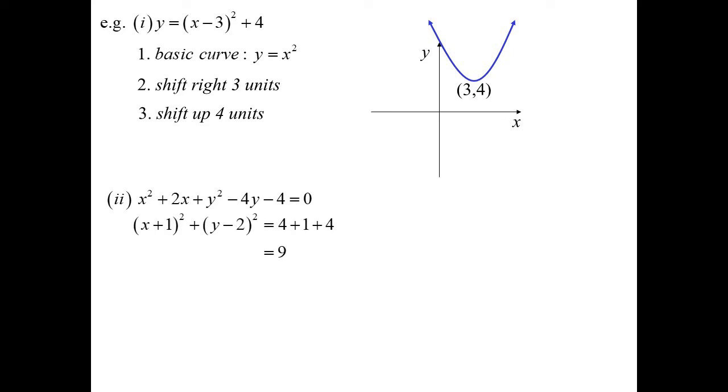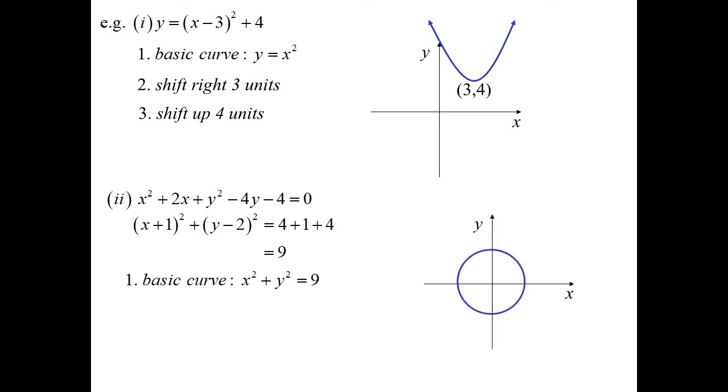So it becomes half the coefficient of x, well, half of 2 is 1, so x plus 1 squared. And then we'll get half the coefficient of y, which is negative 2, so y minus 2 squared. And on the right-hand side, we end up with 9. So there's the 4 that we've moved over, but we've added the 1 squared, and we've also added the negative 2 squared. So we get 9. So what is it? Just in case we don't see it straight away, well, we say, okay, it's the basic curve, x squared plus y squared is 9 in this case.